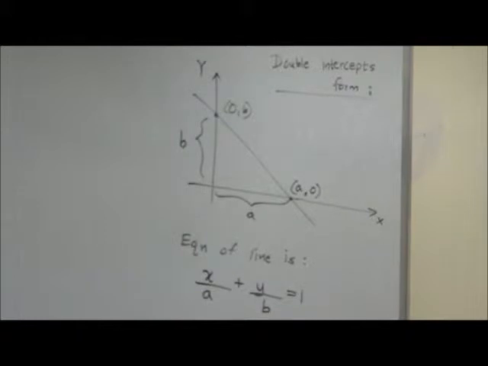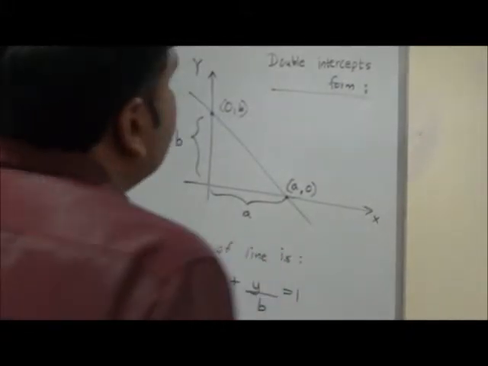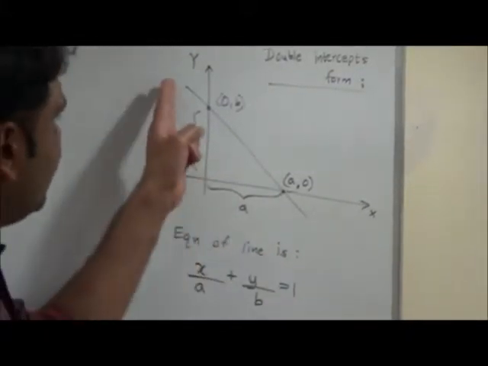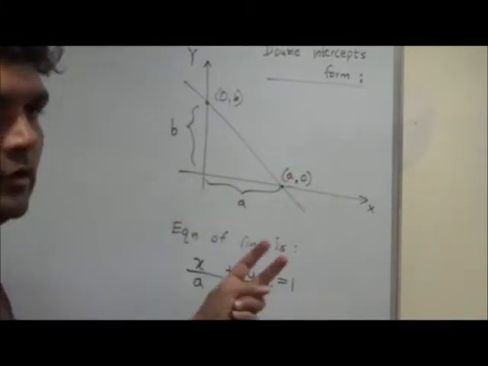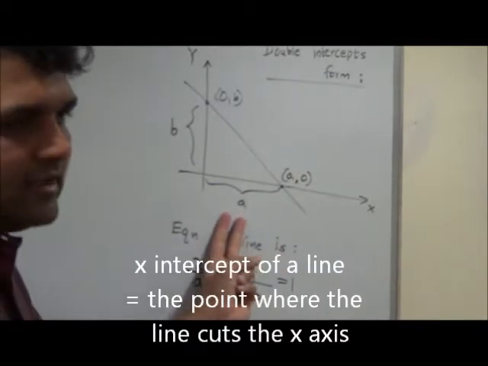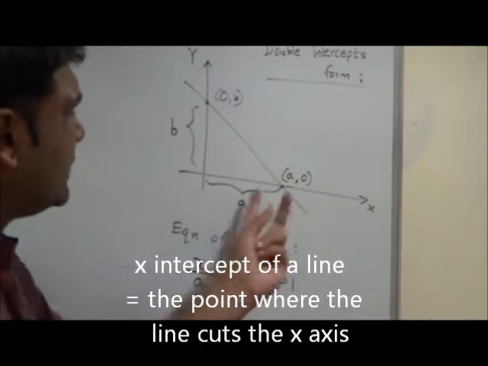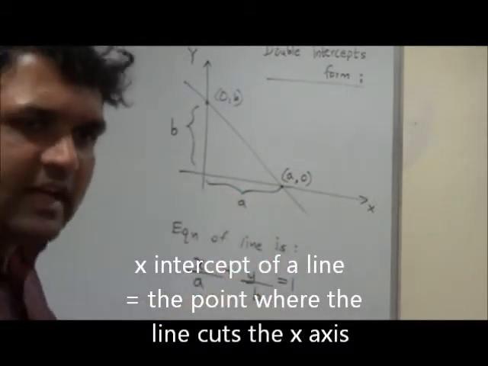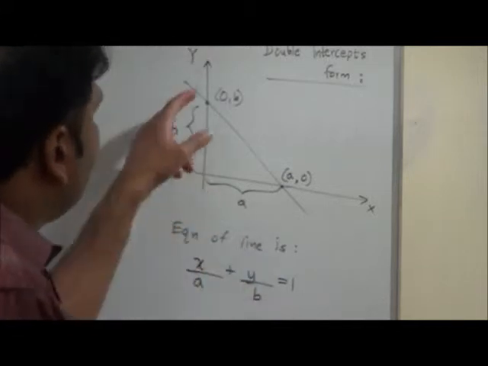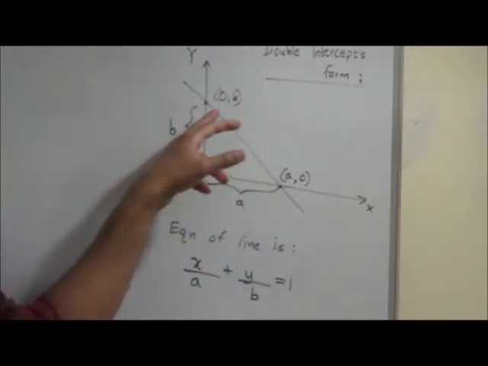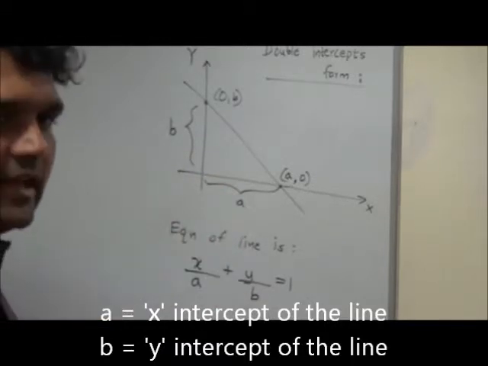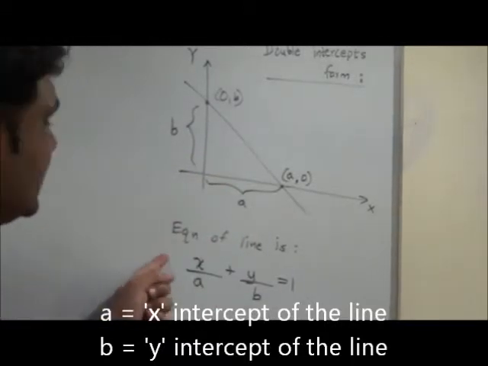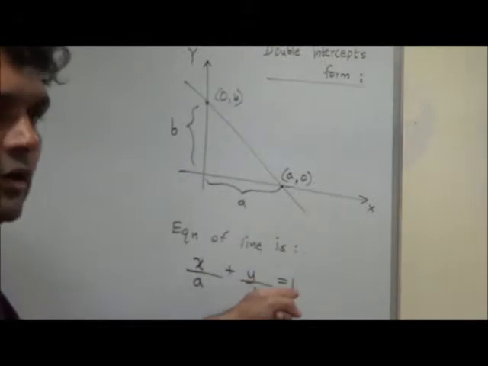Please observe. Next form of equation of line is double intercepts form. We have a line, it is cutting x-axis at some point a, 0, so a is the x-intercept of the line. If this is 3, 0, then 3 units is the x-intercept of the line. If the line is cutting y-axis at 0, b, then b units is the y-intercept of the line. And then equation of the line is x upon a plus y upon b equal to 1.